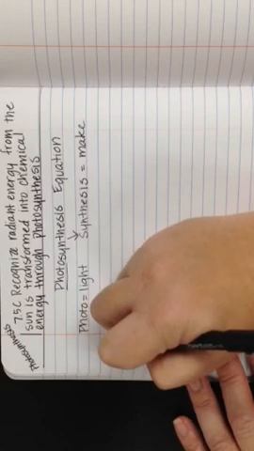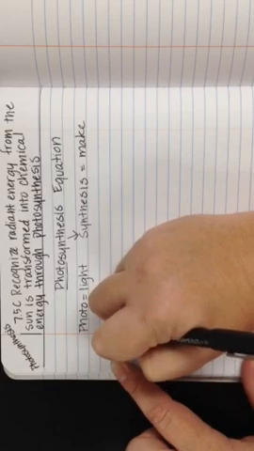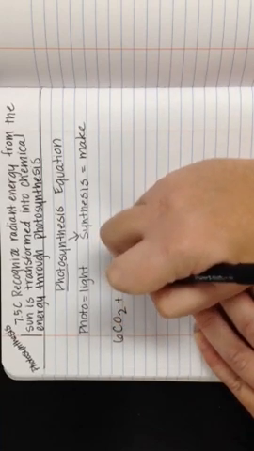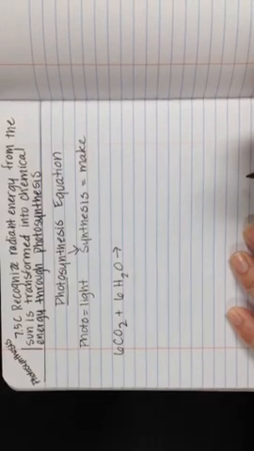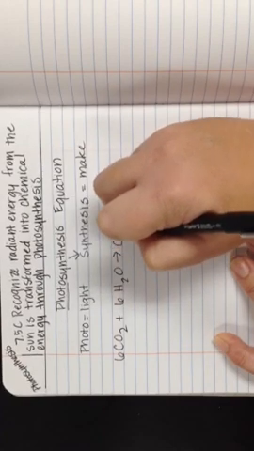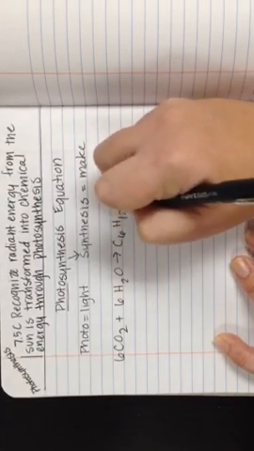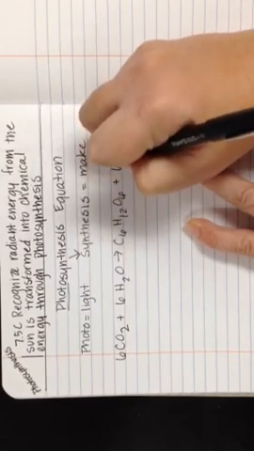Alright, so the actual equation is, and I'd skip a couple of lines because we're going to write stuff above and below. 6CO2 plus 6H2O. Yields means to make glucose, which is C6H12O6. The plant makes glucose and it makes oxygen, so 6O2.